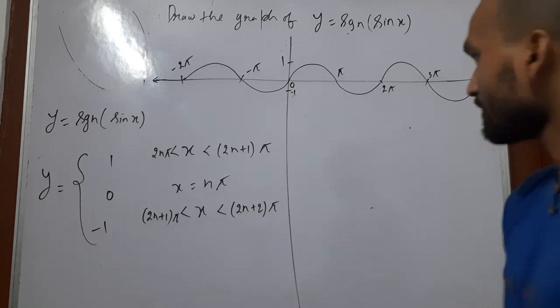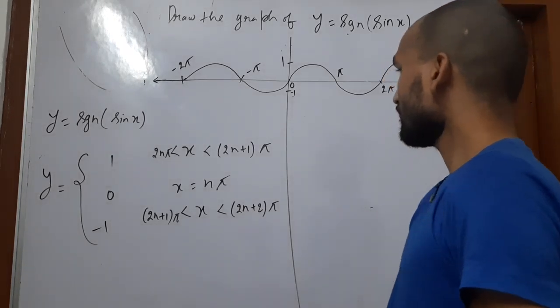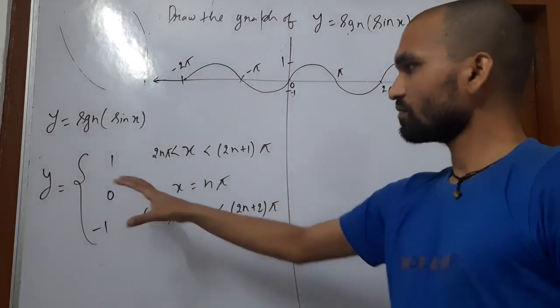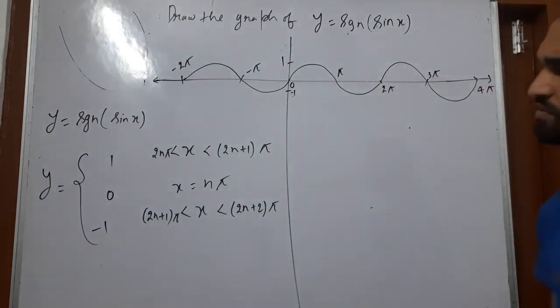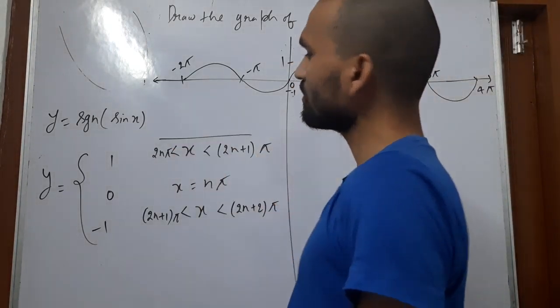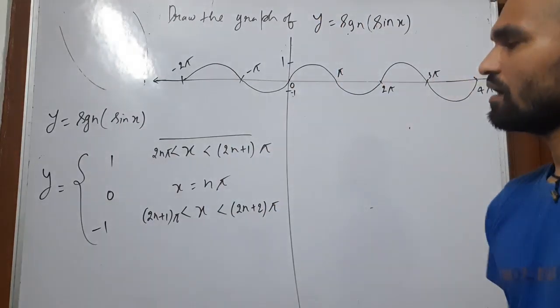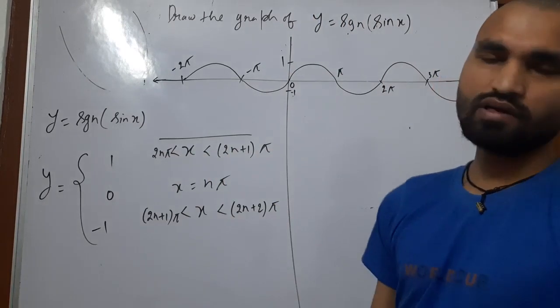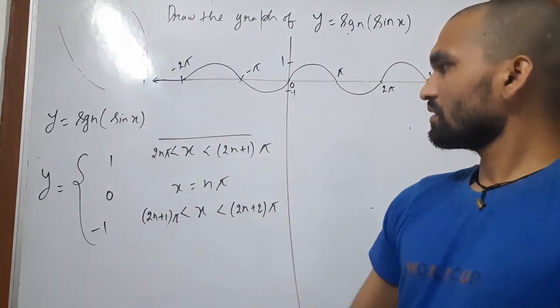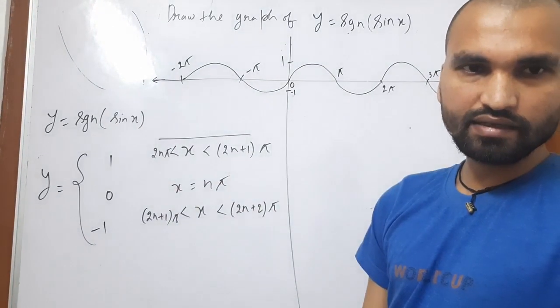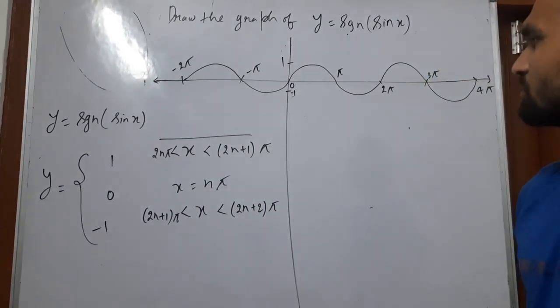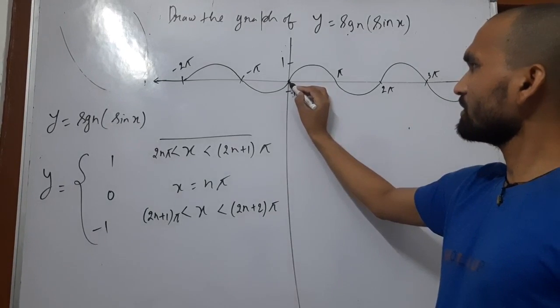Okay, this is our result for the expansion of y equal to signum sin x. It's easy. You can easily get how we have taken 2n pi and (2n plus 1) pi. Here n is an integer, n is an integer.